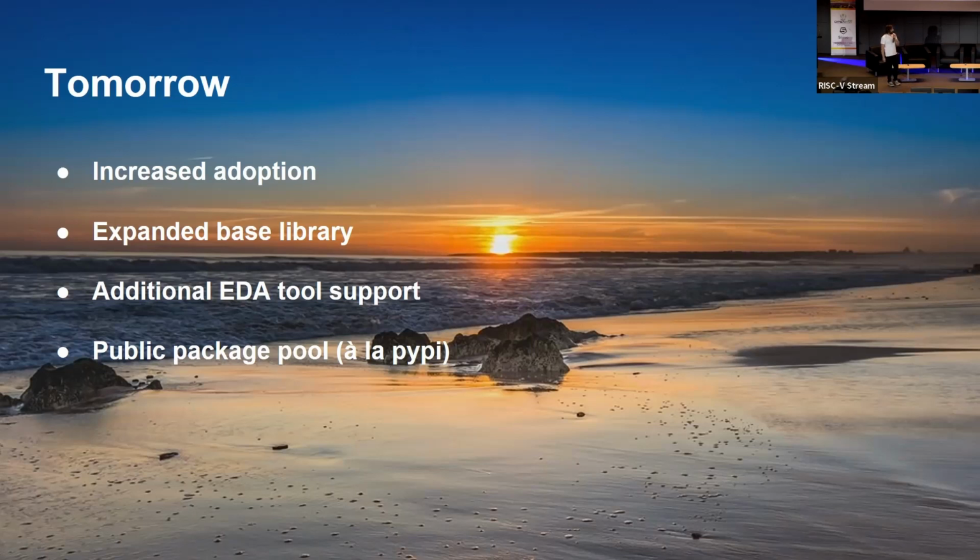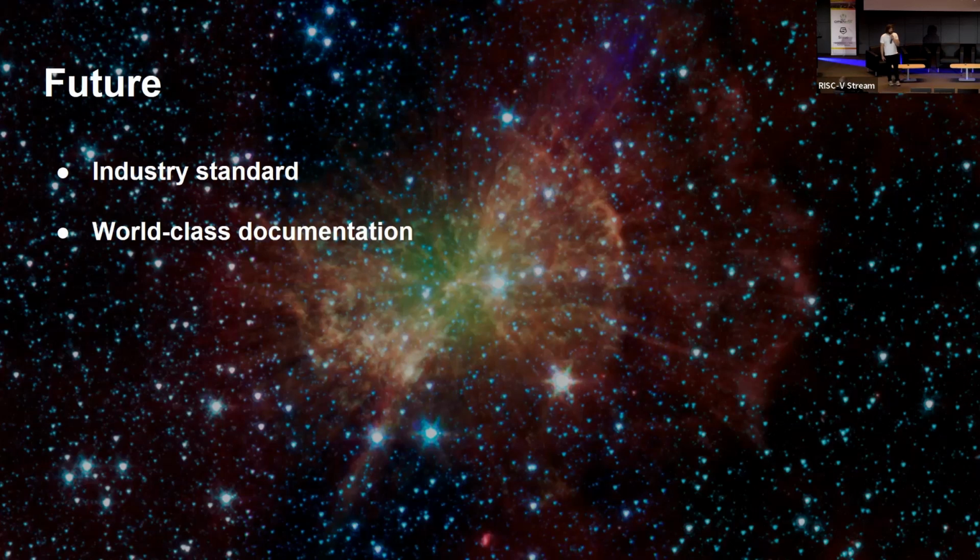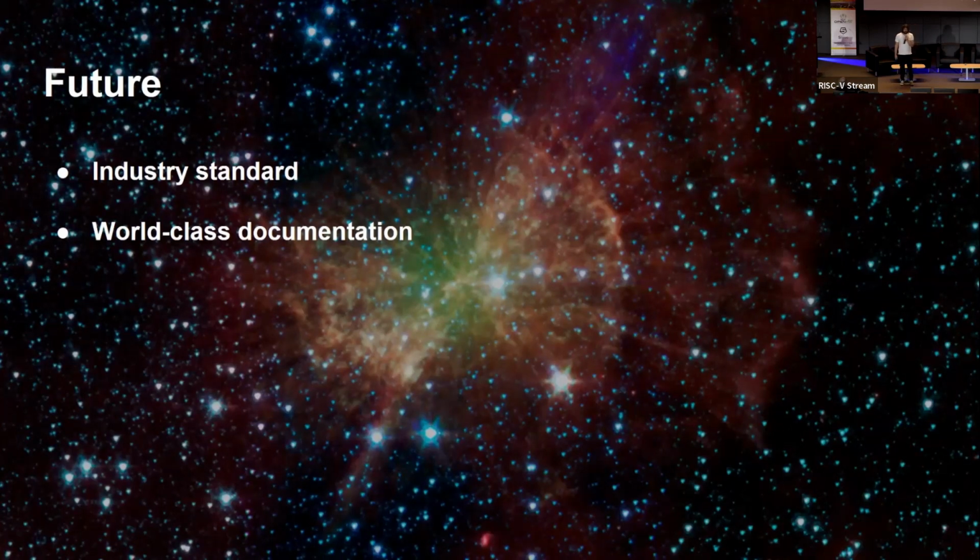And we're also looking at something like PyPI if you have used Python, or crates.io if you're using Rust, kind of a public package pool where you can easily share your own FuseSoC-compatible cores, and it will be automatically available for all users. And if we look a bit further into the future and get a bit dreamy, I really would like to see this becoming an industry standard. And at some point, I would also like to write world-class documentation for it. Now, I do understand that this is not realistic, so I might change the requirement a bit to something easier. Hopefully that this will at least be achievable.